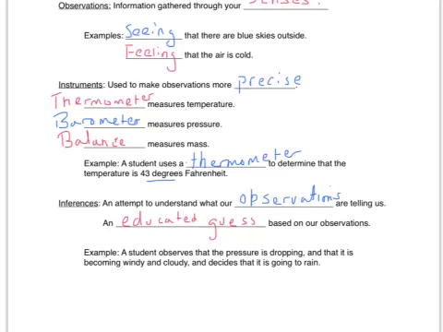So, after this lesson, we should be able to define observation and inference, be able to tell a difference between the two, and also know what instruments you use for it, that they're used to make our observations more precise.